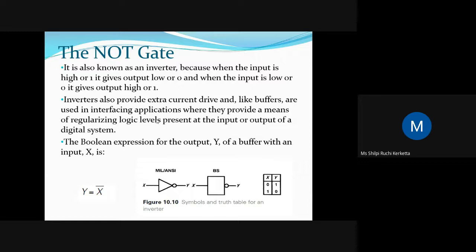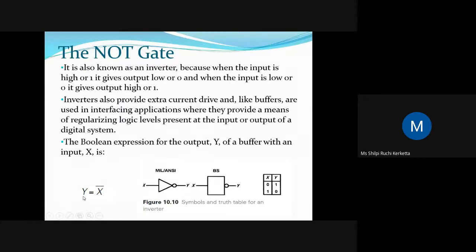Okay, so it is used for interfacing applications where they provide the means to regularize the logic levels. Same way in a buffer, if the signal becomes lower than 5 volt, it will make it 5 volt. So it is acting like a buffer, but it is inverting the signal. So this is the expression.